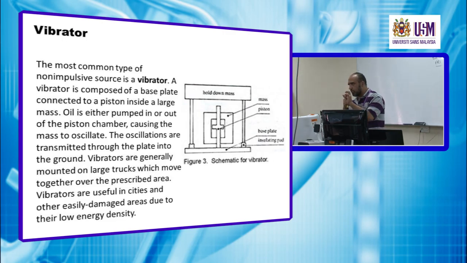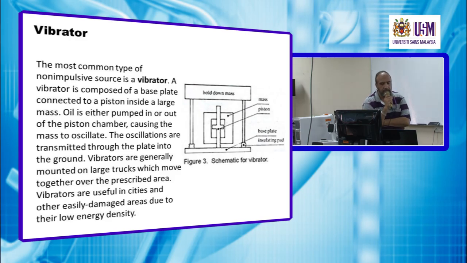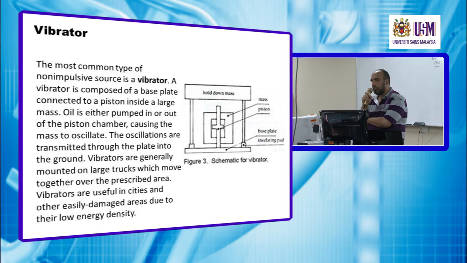But this source scheme must be known well, because in seismic data processing we are going to remove the effect of the source using deconvolution or so to obtain the corrected seismic section. Without this, we cannot see anything because we have multiple sources in this case. The vibrators are generally mounted on large trucks which move together over the prescribed area. Vibrators are useful in cities and other easily damaged areas due to their low energy density. So sometimes I can use vibrosizers in urban areas, not always, because the trucks are heavy and in some places it's not allowed to pass.